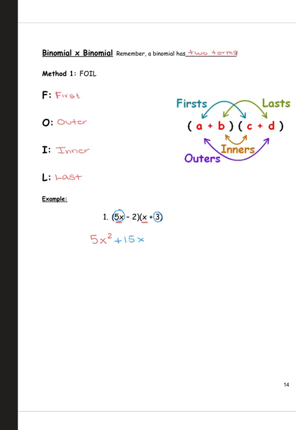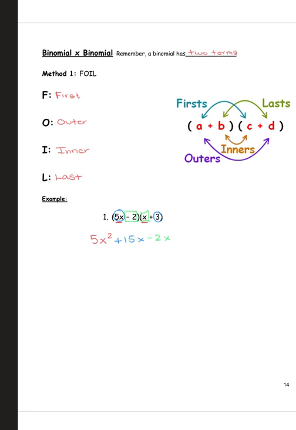Then I'm going to take a look at my inner terms. So again, looking at the expressions as a whole, which two terms are on the inside? That's going to give me my negative 2x and my x. So negative 2x times x gives me negative 2x squared.